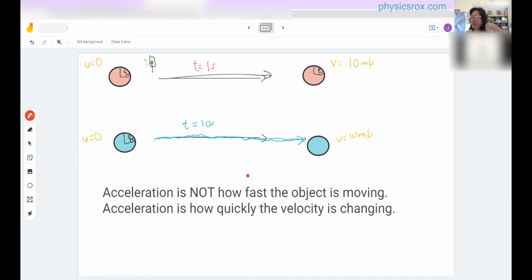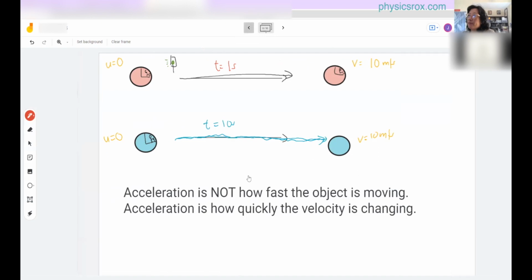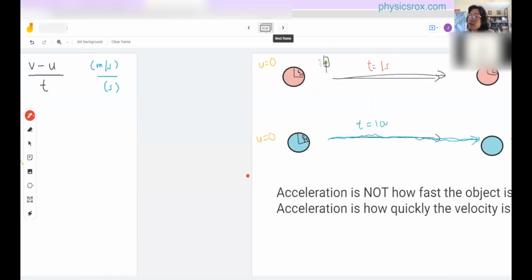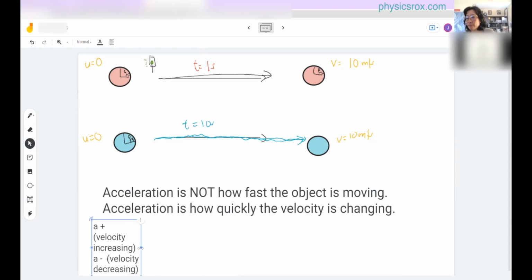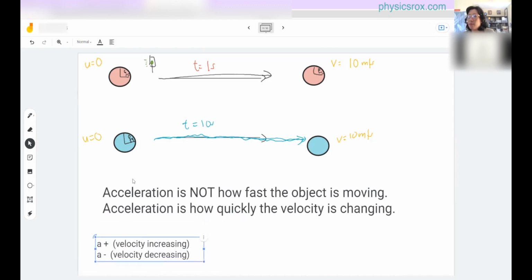Okay, so acceleration is also a vector. Acceleration is how fast the velocity is changing, right? Now, if the acceleration is positive, it means the velocity is increasing. I better type it out, not write it down. If A is positive, the velocity is increasing. If A is negative, the velocity is decreasing. That means it dropped from 10 to 0.